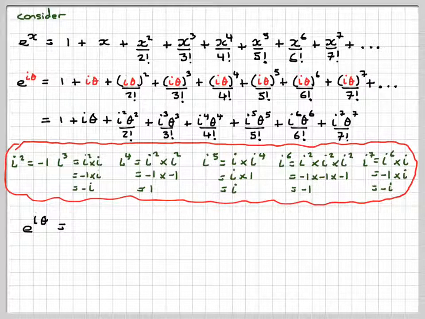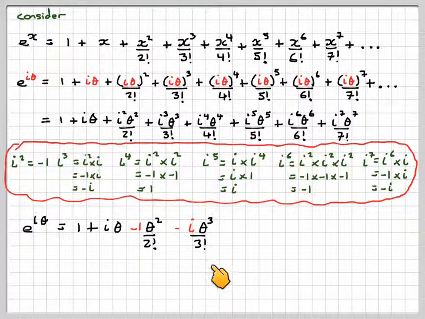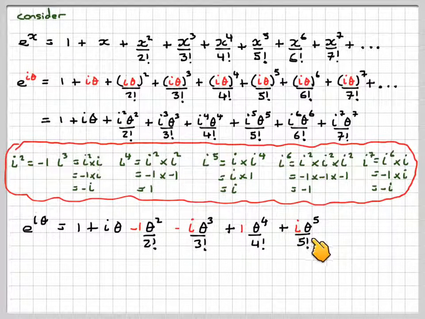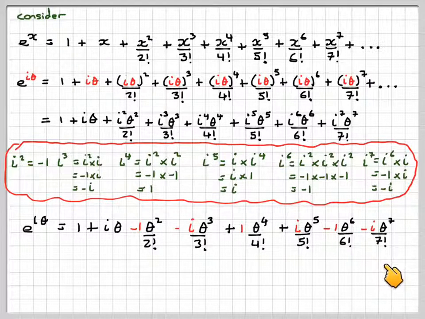So, changing that, we've got e to the i theta will be equal to 1 plus i theta minus 1 times theta squared over 2 factorial, minus i theta cubed over 3 factorial, plus 1 times theta to the 4 over 4 factorial, plus i theta to the 5 over 5 factorial, minus 1 times theta to the power of 6 over 6 factorial, minus i theta to the 7 over 7 factorial, etc.